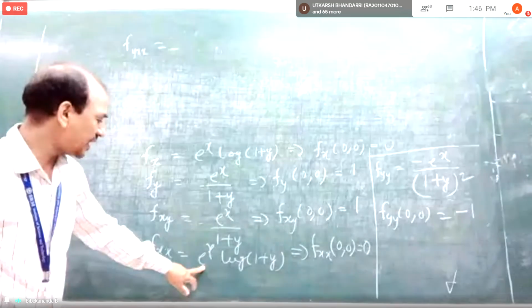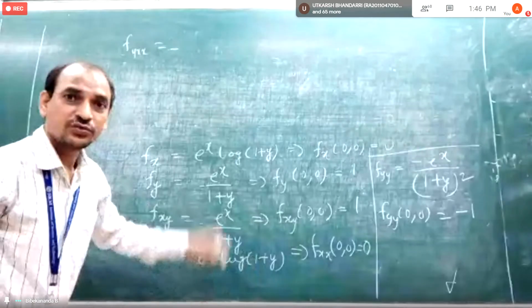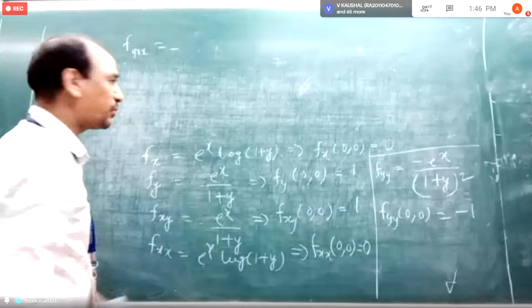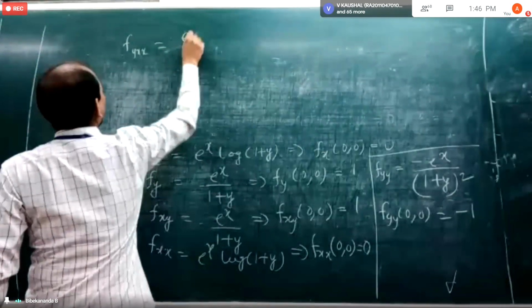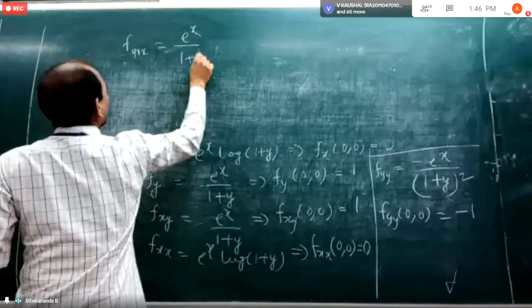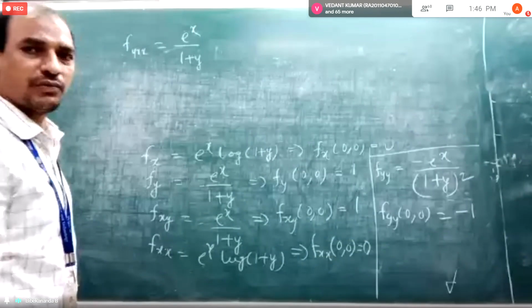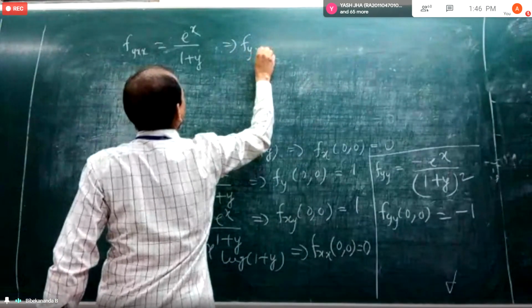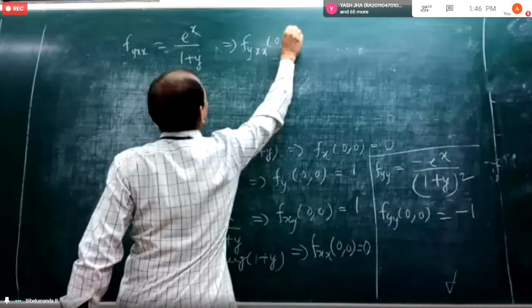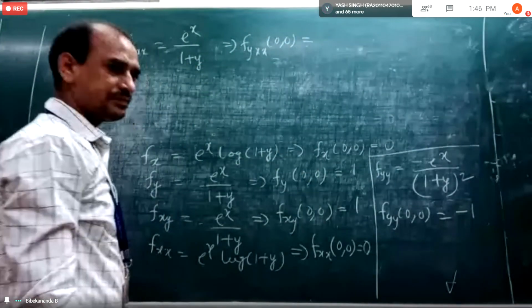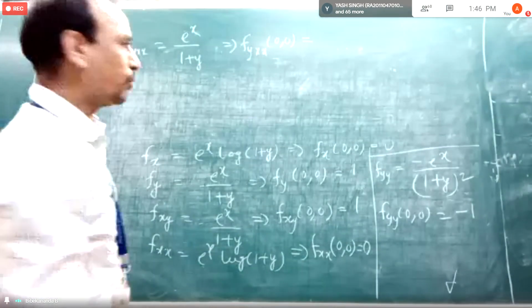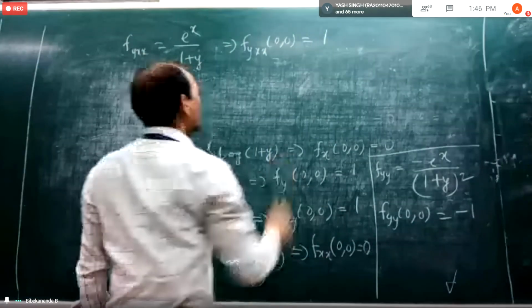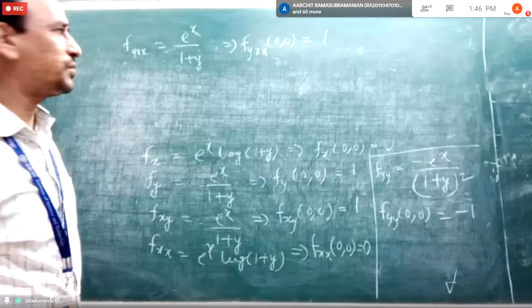e to the power x log 1 plus y. What is the derivative of that one with respect to y? e to the power x by 1 plus y. And so the value of fyxx at origin is nothing but what? 1. The value of fyxx at origin is 1.